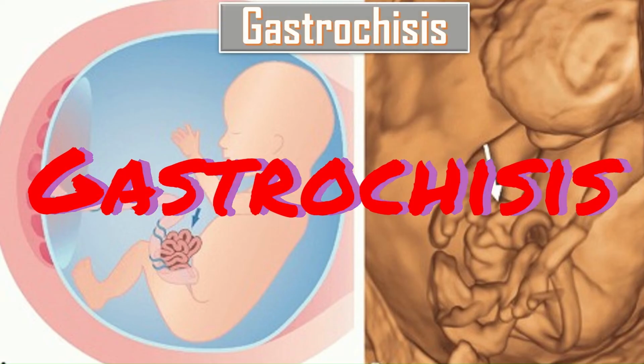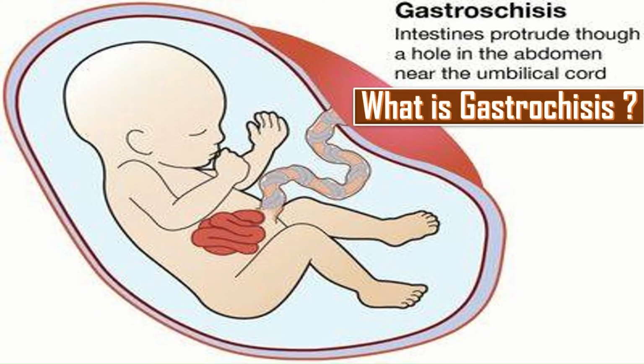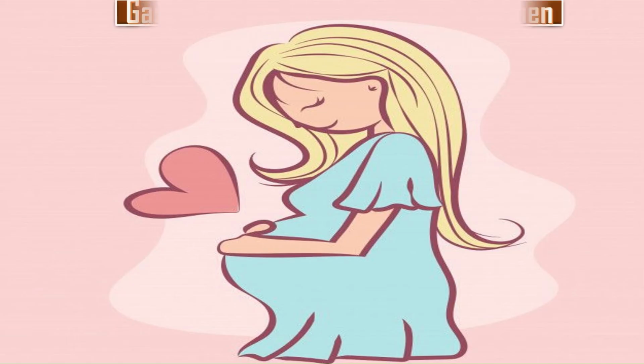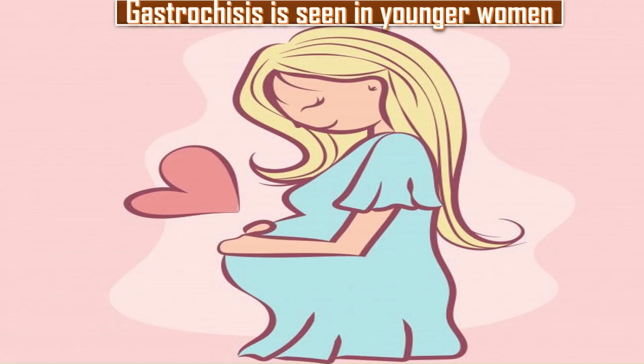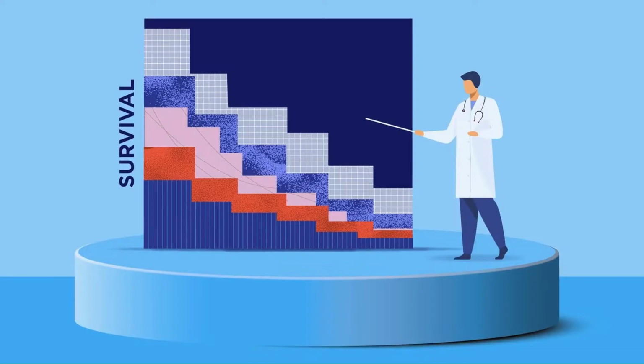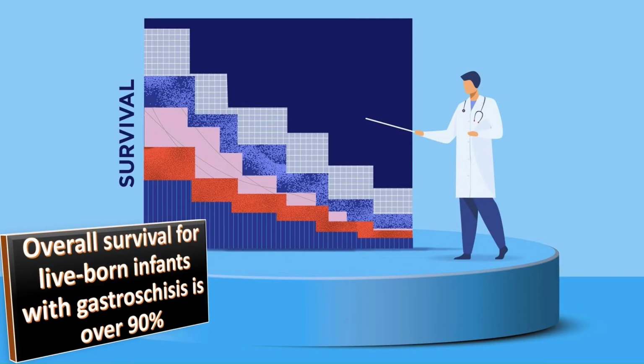Gastroschisis is a condition in which a baby has an opening or defect in its abdominal wall through which the intestines come out and lie in the water that surrounds the baby, which is amniotic fluid. It is most commonly seen in younger mothers, particularly those less than 20 years old. The outcome for the baby with this abnormality is very good, and the overall survival for live-born infants with gastroschisis is over 90% if it is the only problem the baby has.